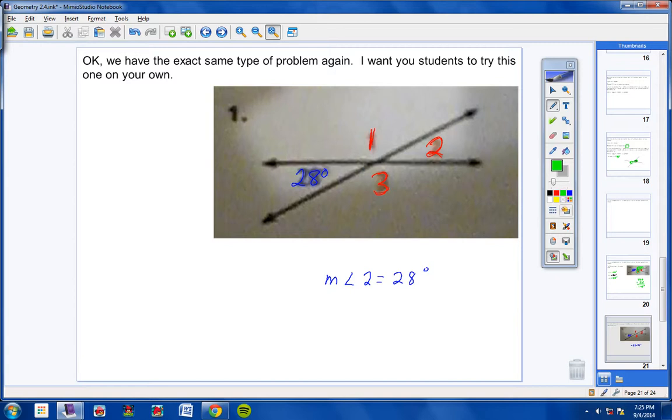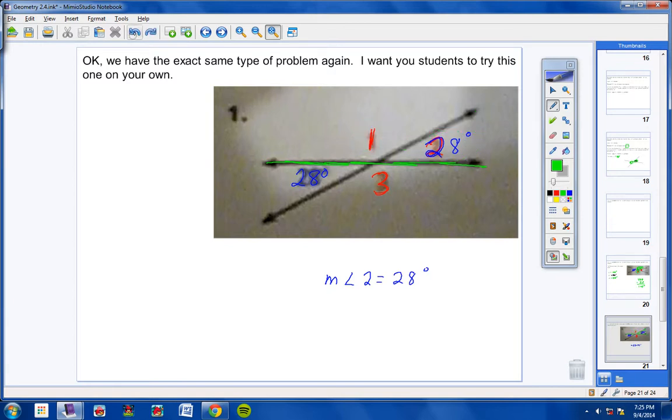Notice I'm going to go ahead and put a 28 right here real quick. So we're going to call this right here 28 degrees. Now, notice I have a straight line right here with a ray coming off of it, okay? Well, that means these two angles here are what we call a linear pair, and so they're supplementary, okay? So this angle here and this angle here have to add up to 180.